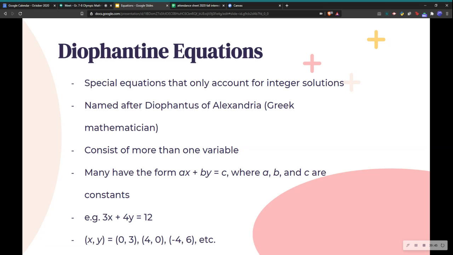So are there any questions about this so far? You guys understand what Diophantine equations are?